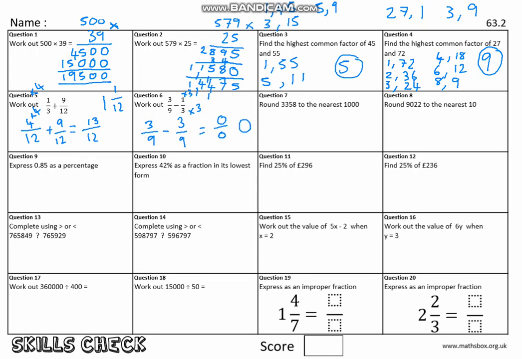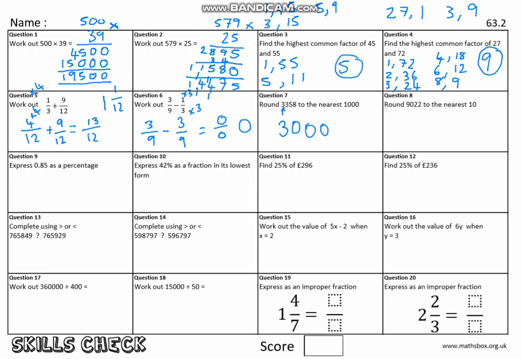So it says round 3,358 to the nearest 1,000. So we're going to look in the thousands column, which is this one here. And that's a 3. Now, that's going to stay the same if the number in the hundreds column is a 4 or below. And in this case, it is. Okay, so that means I can leave my 3 and then I can fill it in to 1,000. So I get 3,000 as my answer. Okay, so on to the next one.